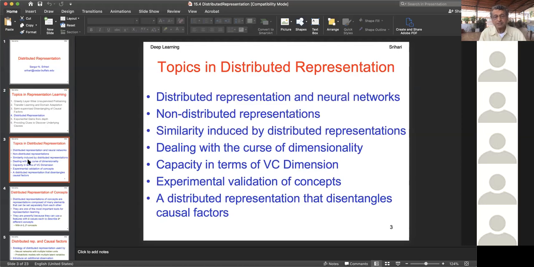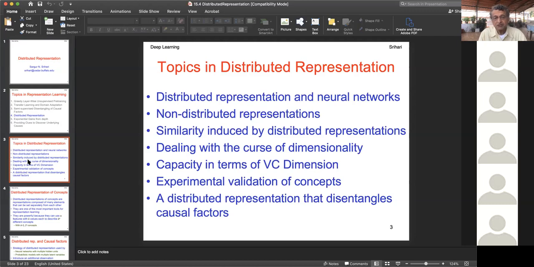Within distributed representation, we have these subtopics. And the first one is that neural networks are indeed based on distributed representations. And we contrast that with non-distributed representations or symbolic representations. And then move on to similarity induced by distributed representation. There is an inherent similarity.